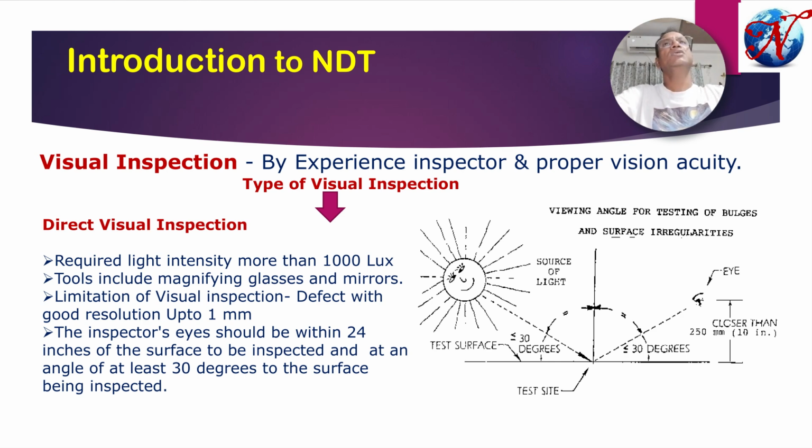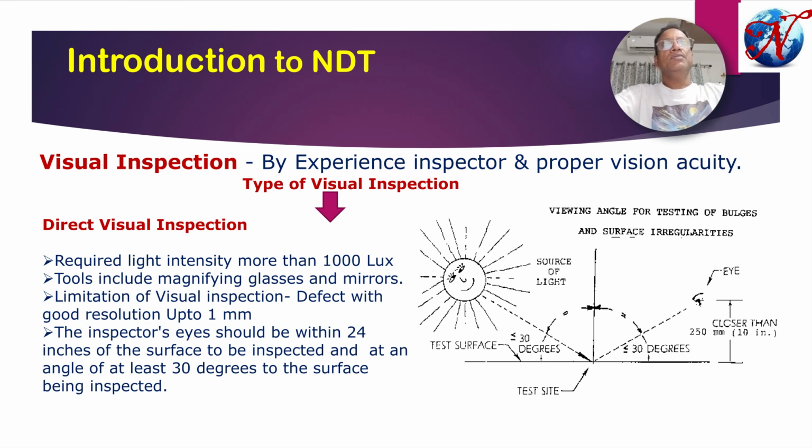Visual inspection is carried out in two ways, direct visual inspection or indirect visual inspection. Direct visual inspection is carried out by the inspector himself, and it is a direct view of your inspection part. When we carry out direct visual inspection, the acuity of the inspector's eye is most important, and along with that the light intensity at your inspection part should be a minimum level of 1000 lux.